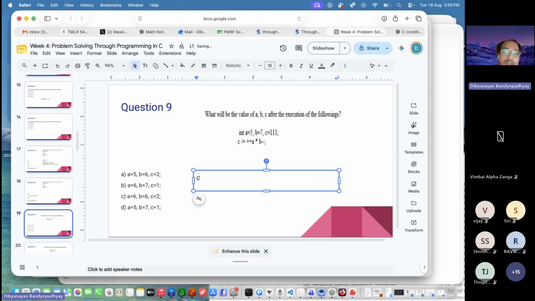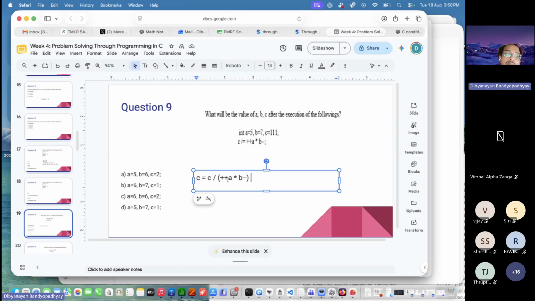Okay, so C is basically C divided by... this slash equal to means you are just doing the operation like this: C divided by, then this ++A * B--. So this is the thing that is happening. You know that ++ and -- have the highest precedence, so we are keeping them inside a bracket and we'll perform them first.